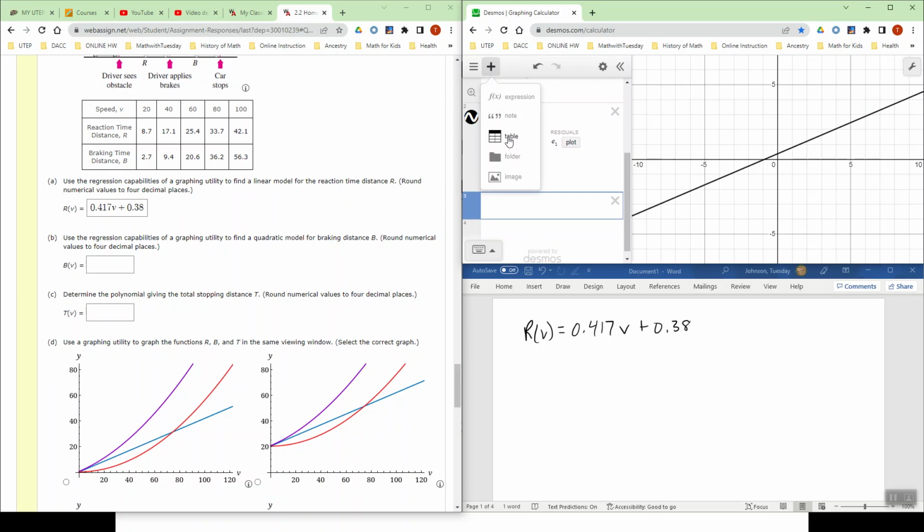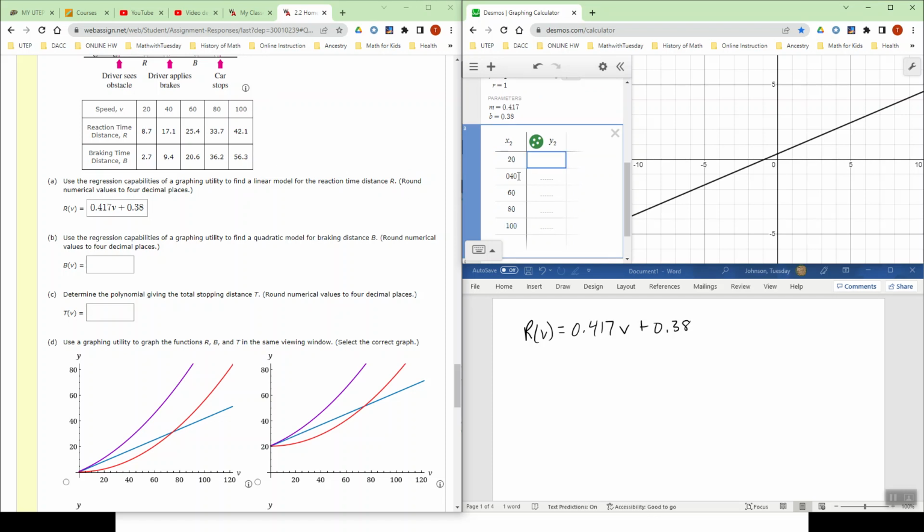Okay, so what I'm going to do is put in a new table. I'm going to add a table. Now, see how this is labeled x2, y2? I'm going to use the same x values, 20, 40, 60, 80, 100. So my B values are 2.7, 9.4, 20.6, 36.2, and 56.3. Now, I could have had this all set up ahead of time, but I wanted you to see how to do it. A video where everything's just on a blank page is no better than a book. So here we have me typing things in.